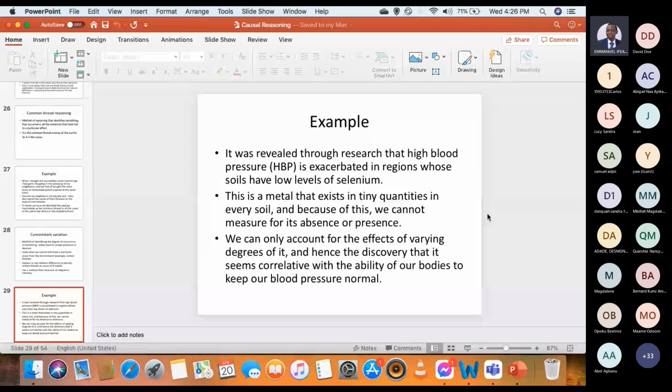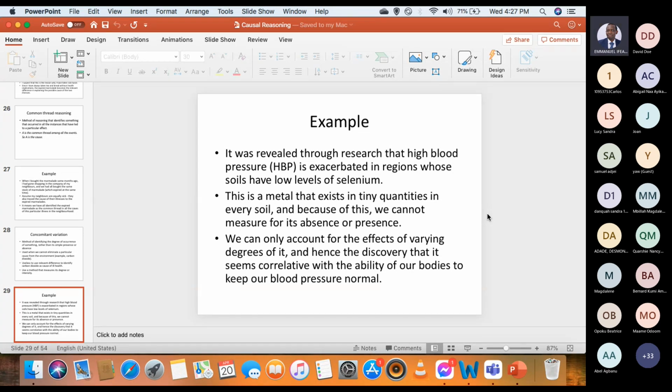Example: it was revealed through research that high blood pressure is exacerbated in regions whose soils have low levels of selenium. This is a metal that exists in tiny quantities in every soil, and because of this, we cannot measure for its absence or presence. We can only account for the effects of varying degrees of it, and hence the discovery that it seems correlative with the ability of our bodies to keep our blood pressure normal.